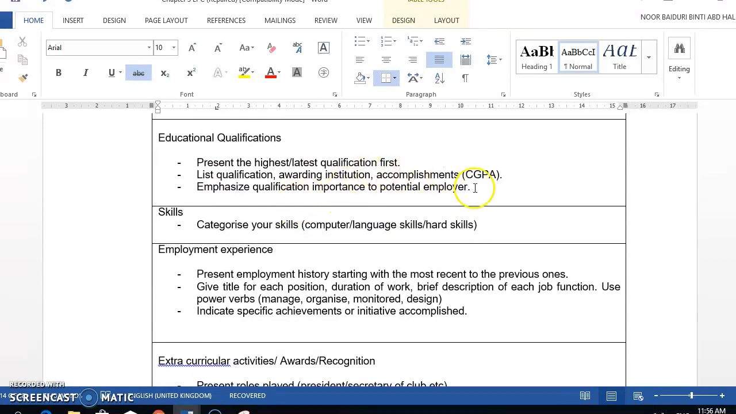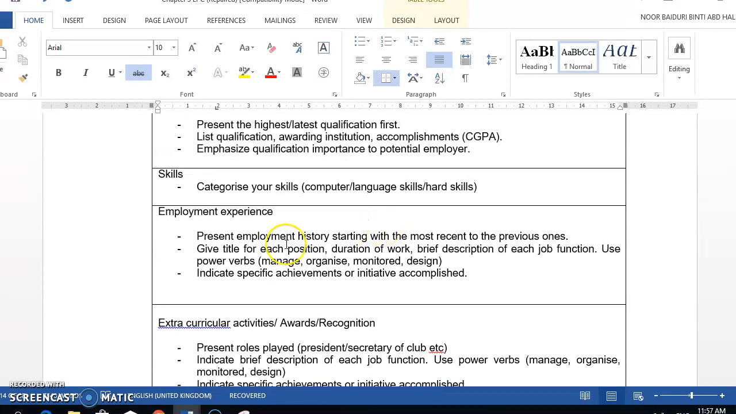Okay. So for this one, you need to start with the highest qualification first. So let's say you have a degree, you have a diploma, so you start with a degree, followed by your diploma, and perhaps your secondary school. Okay. Do you have to include up to your kindergarten school? No. Please stop at perhaps secondary school. Okay.